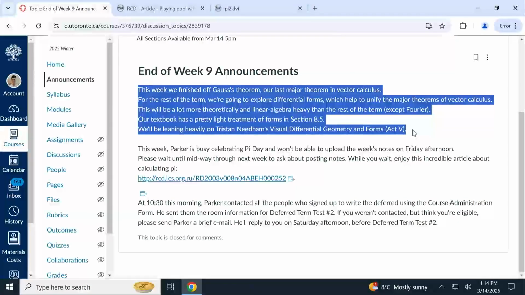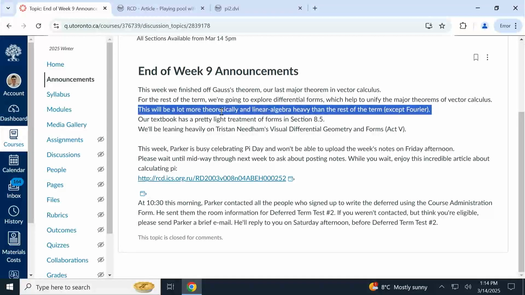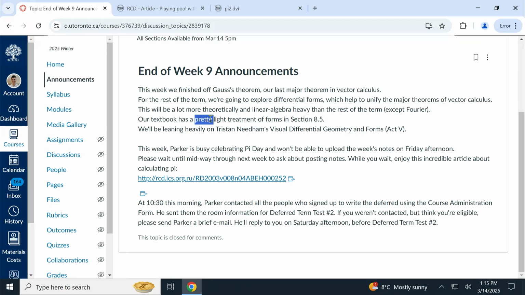This week we are going to finish off Gauss's theorem. That's kind of our last major theorem in vector calc. And then we're going to get into differential forms. We're going to do weeks 10, 11, 12 on differential forms. This is going to be more theoretically heavy than the rest of the course except for Fourier. Our book doesn't do a great job of forms, in my opinion. The last several times I've taught this, people have been like, what the hell are differential forms? What's going on? So we're going to lean into that and do a more thorough version.